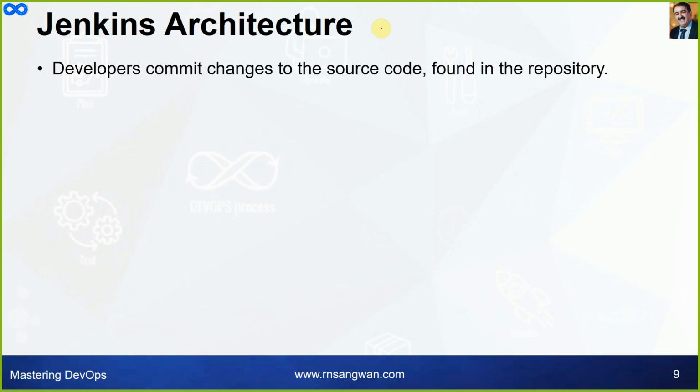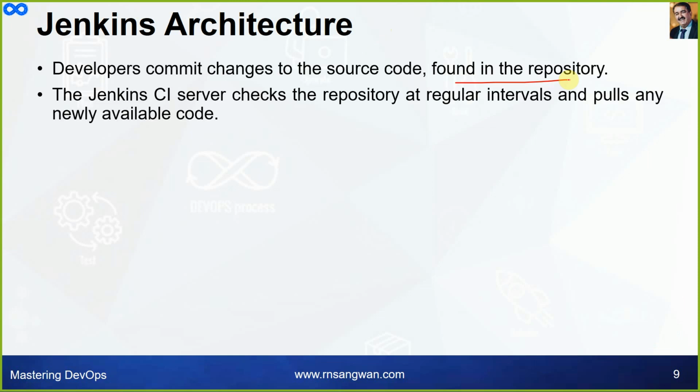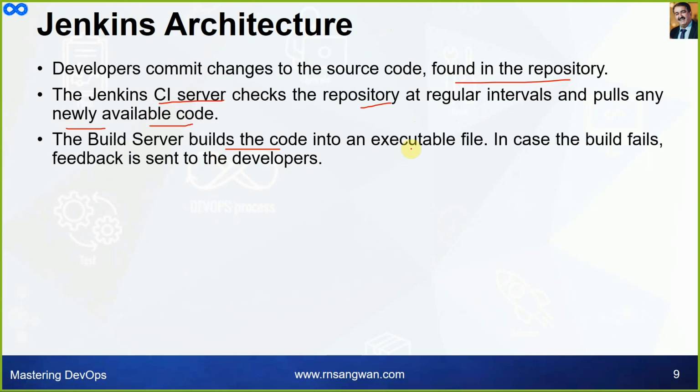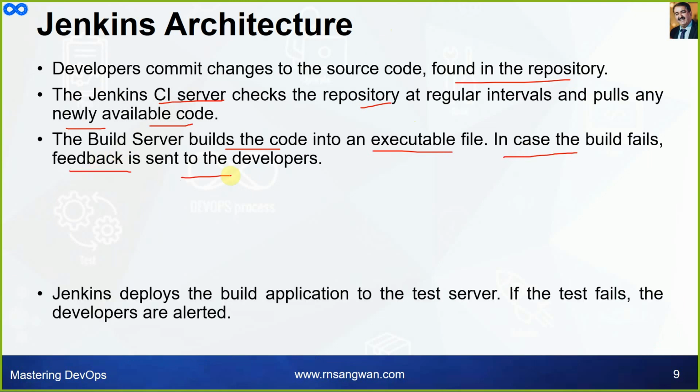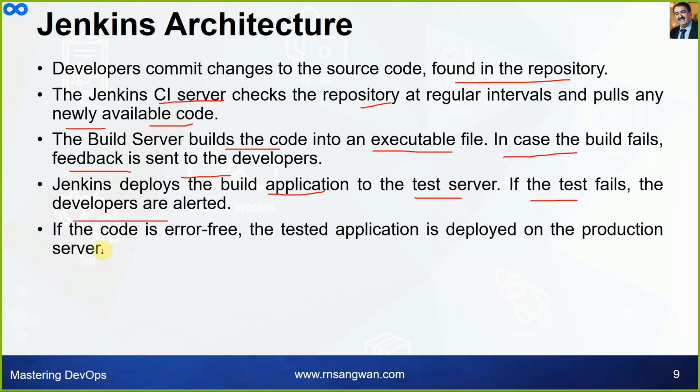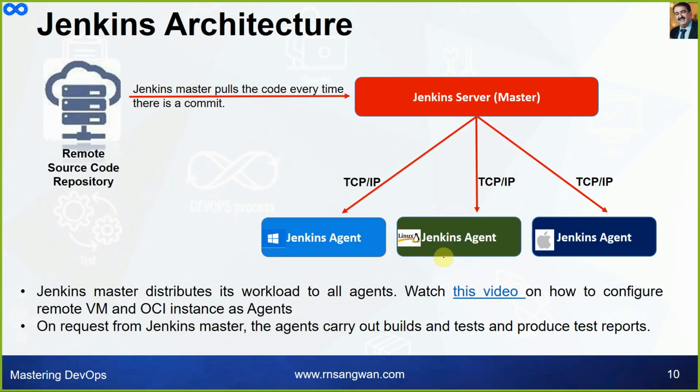Jenkins Architecture. Developers commit changes to the source code found in the repository. The Jenkins Continuous Integration Server checks the repository at regular intervals and pulls any newly available code. The build server builds the code into an executable file. In case the build fails, feedback is sent to the developer. It deploys the built application to the test server. If the test fails, developers are alerted. If the code is error-free, the tested application is deployed on the production server. So this is the architecture of Jenkins.